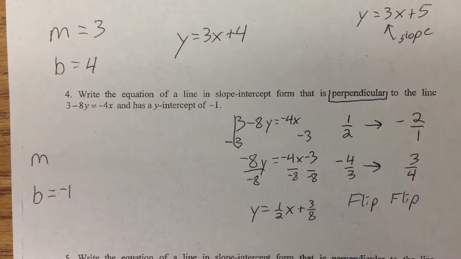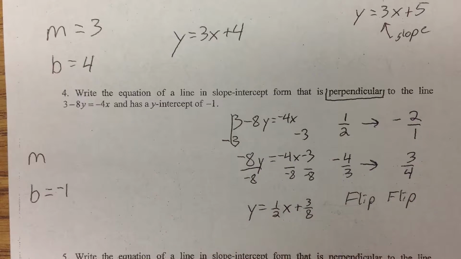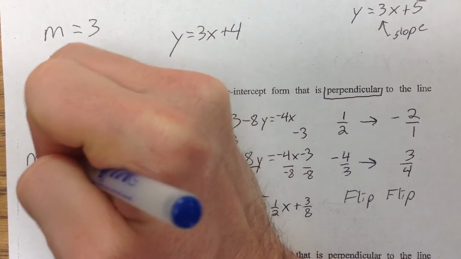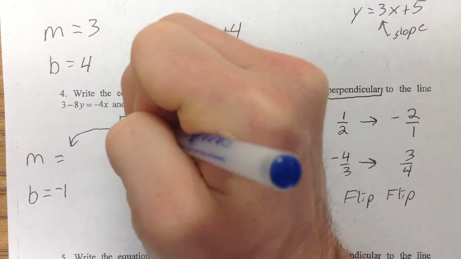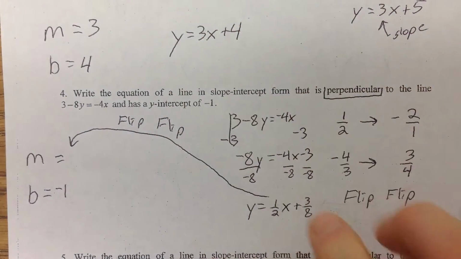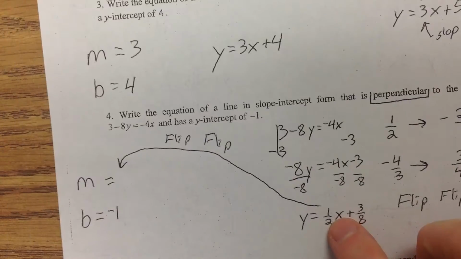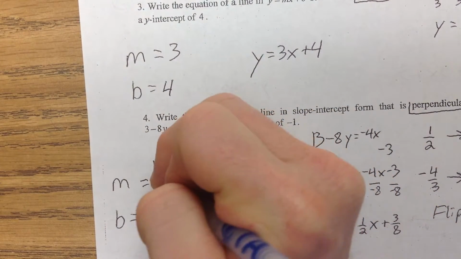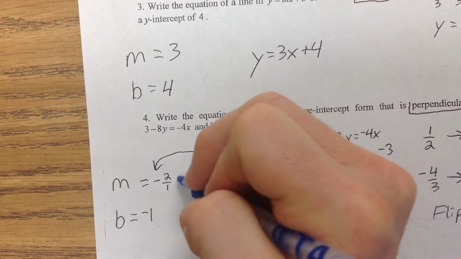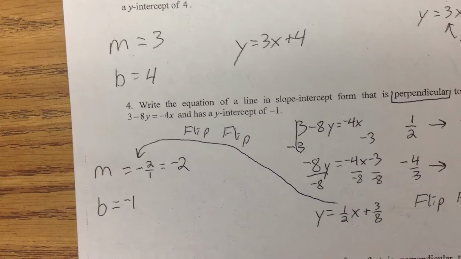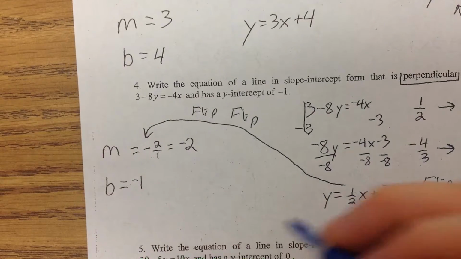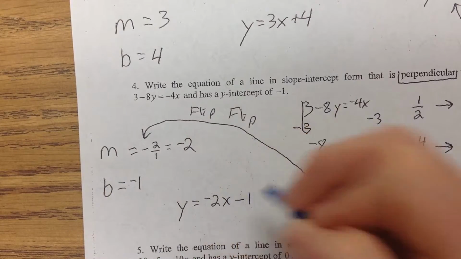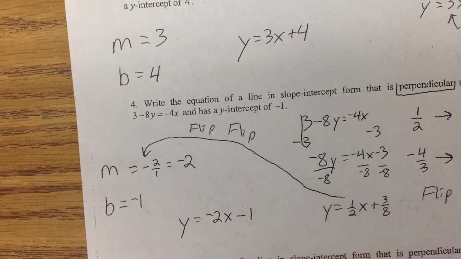Now, here's the mistake a lot of kids make. They just say, oh, my slope is 1/2. That would be true if it was parallel, but this is perpendicular. So what we have to remember is to flip. So the 1/2 is going to become 2/1. And because this number was positive, our new number is going to be negative. So that's negative 2/1, which we could also just write as negative 2. So now that we have both of these things, it's just y equals negative 2x minus 1. There's my m, there's my b.